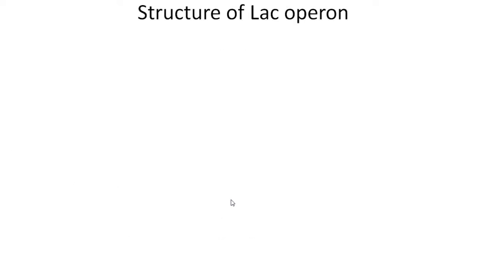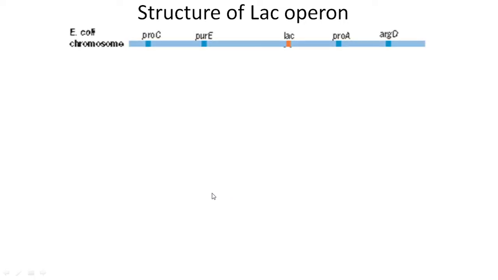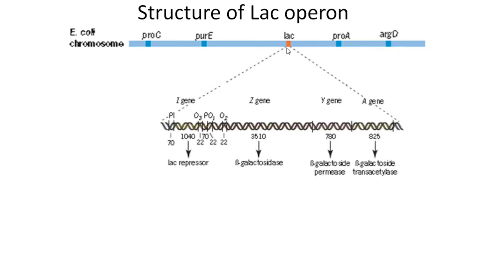So what is the Lac Operon comprised of, what is the structure of the Lac Operon? This is a bacterial chromosome, rather part of a bacterial chromosome, where you can see the site for the lactose operon, which is situated between the purE and proA genes, and there are other genes also on the chromosome. If you magnify this Lac site, it is comprised of 3 structural genes, Z, Y and A. You may also call them Lac Z, Lac Y and Lac A.